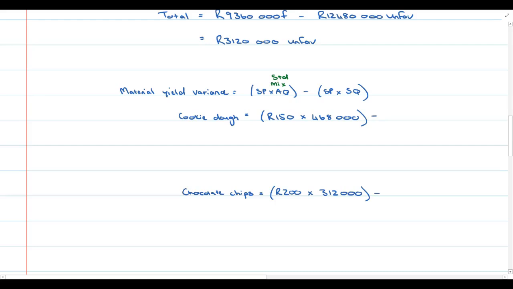Then we need the standard price per kilogram. So for cookie dough, we know that the standard price per kilogram is 150 Rand, and for chocolate chips, it is 200 Rand. And we need to multiply that by the standard quantity. And please remember, guys, the standard quantity must be flexed to actual production.